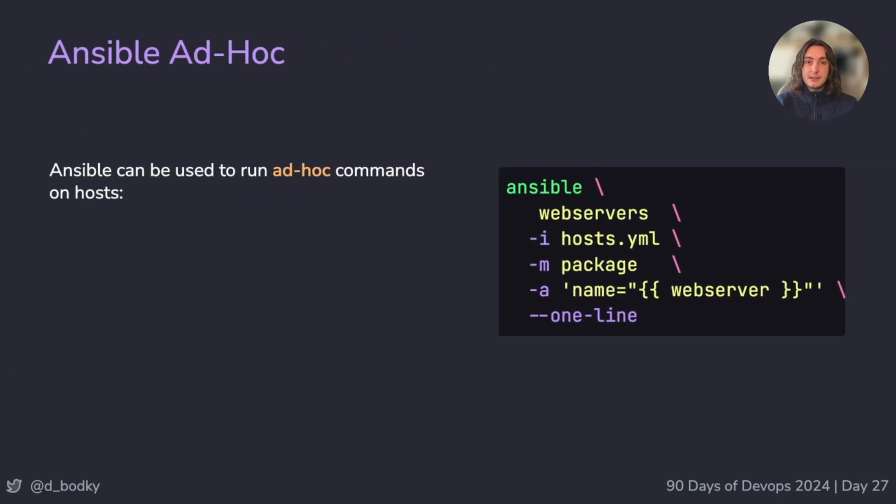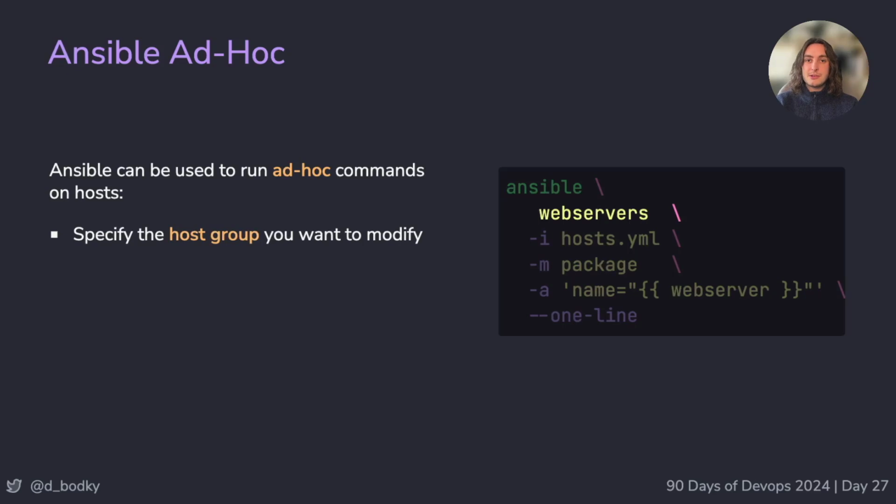The next thing we're going to have a look at is ad hoc Ansible, which is the very easiest way to use Ansible from the CLI. You can run so-called ad hoc commands on hosts and host groups. For this, you need to specify a host group you want to modify, which will then be looked up in the inventory file you passed on to the CLI.